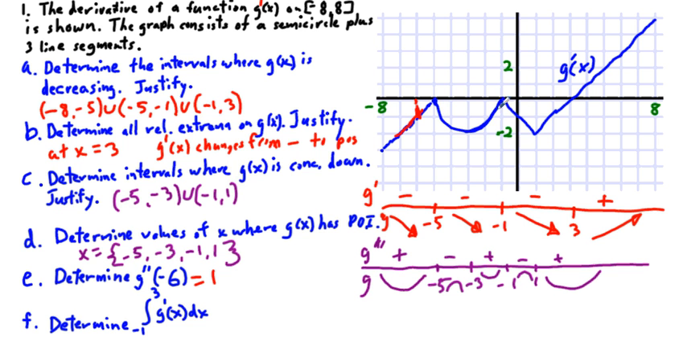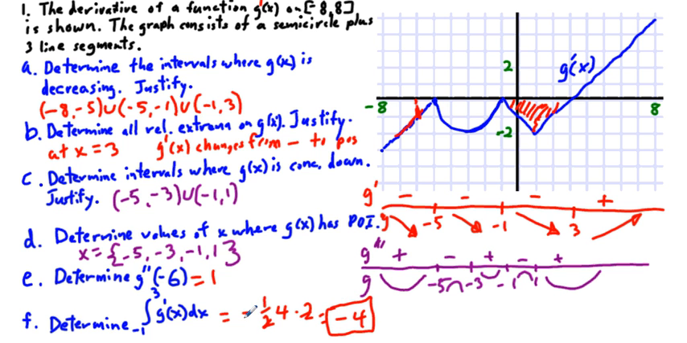Determine the integral from negative 1 to 3 of g prime of x dx. That's simply going to be between negative 1 and 3, the area of this triangle below the x-axis, so negative. That's 1/2 base times height. The base is 4 times the height is 2, so the 2 over 2 cancel. So our answer is negative 4.